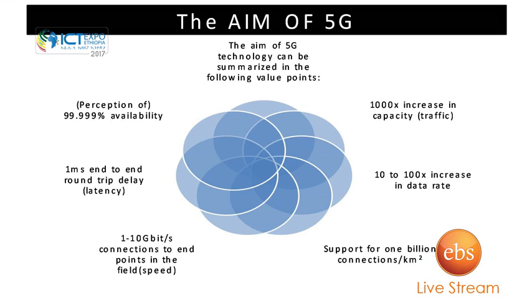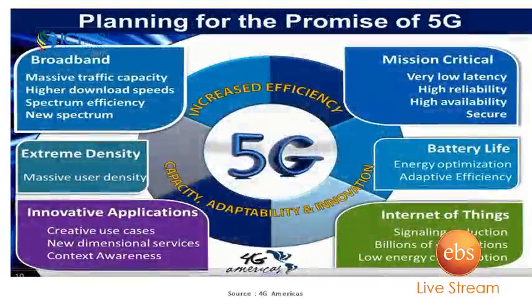And let us just take a look at the promises 5G is making. 5G promises to give services in broadband for massive traffic capacity, higher download speeds, spectral efficiency, and also a new spectrum will be added into this, and extreme density, massive user density, and innovative applications like creative use cases, new dimensional services, context awareness, and such things.